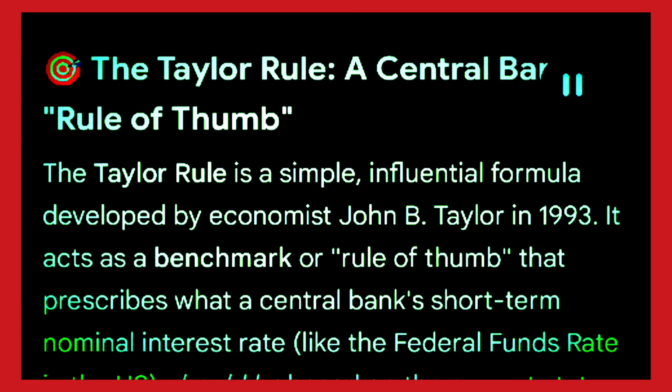The Taylor Rule, a central bank's rule of thumb. The Taylor Rule is a simple, influential formula developed by economist John B. Taylor in 1993. It acts as a benchmark or rule of thumb that prescribes what a central bank's short-term nominal interest rate, like the federal funds rate in the US, should be based on the current state of the economy.